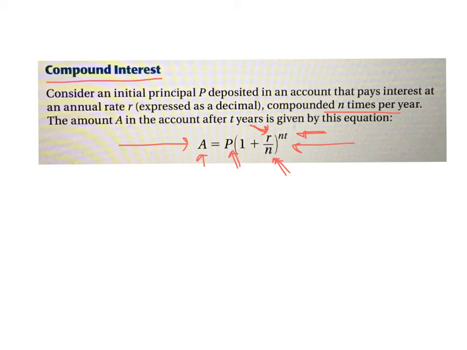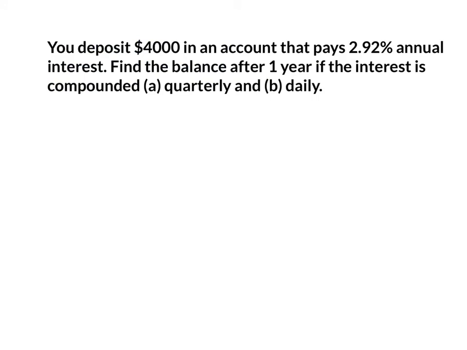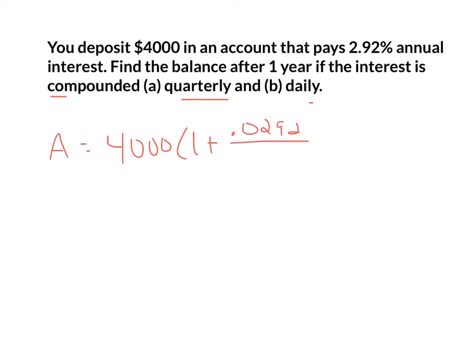Okay, let's try one here. It says you deposit $4,000 in an account that pays 2.92% annual interest. Find the balance after 1 year if the interest is compounded quarterly and daily. So there's two problems here. Part A, the amount is the principal, how much we started with, 4,000 times 1 plus the interest rate. Now your interest rate, you got to change it to a decimal. 0.0292 over N. N is how many times per year.